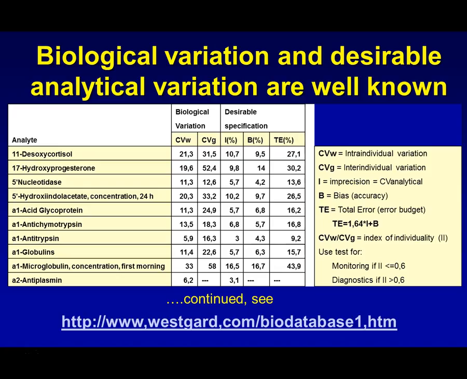Well, we know a lot about biological variation and analytical variation. For many analytes it's known what the biological variation is, both intra-individual variation and inter-individual variation. Also the imprecision and the bias are known, and that means that we can also calculate the total error budget. This is all shown in the Westgard database, which can be found on the Westgard site. This brings us to the end of the first part of this lecture.